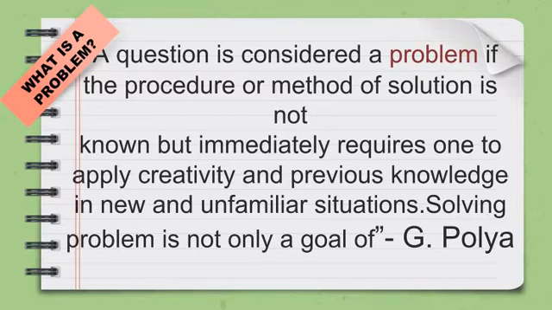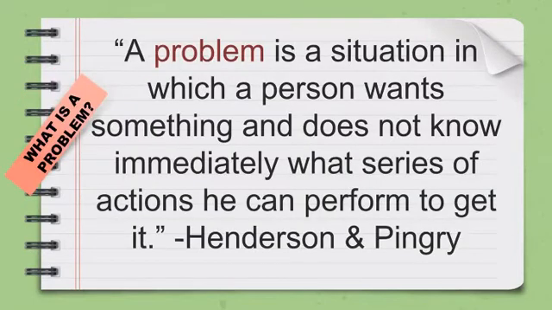So that question I've given you is now considered a problem because you don't know the immediate method or specific solution to solve it. It's not indicated in there. That is what we call a problem according to George Polya. Aside from that, a problem is a situation in which a person wants something and does not know immediately what series of actions he can perform to get it. So that's another way to define a problem.